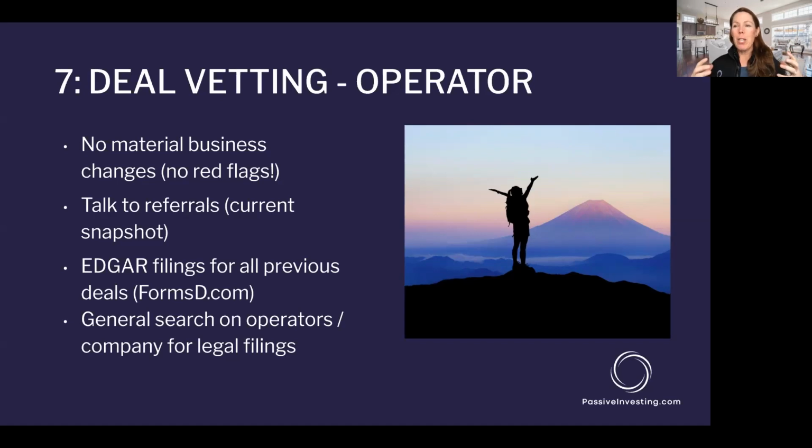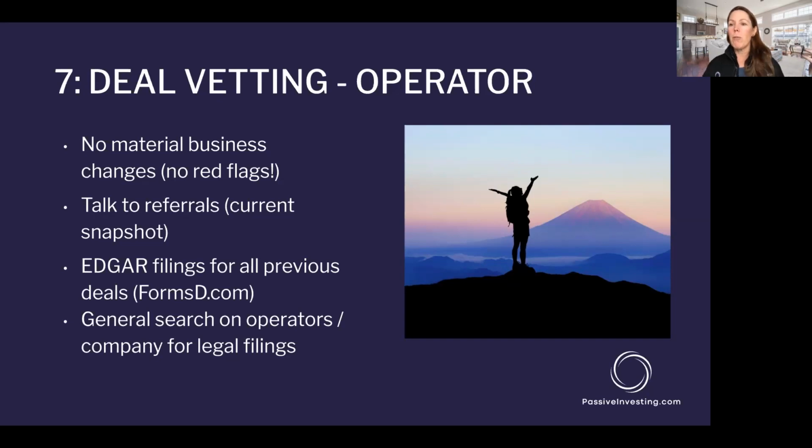One, you want to make sure that you're reading the offering memorandum, you're listening to the webinar, and there have been no additional material changes in the business. You might have jumped on the initial call with the operator 6 months ago before you invest. Get on their email list. Pay attention to those emails, actually read them, and make sure no red flags have crept in. Talk to referrals. That will allow you to get a current snapshot.